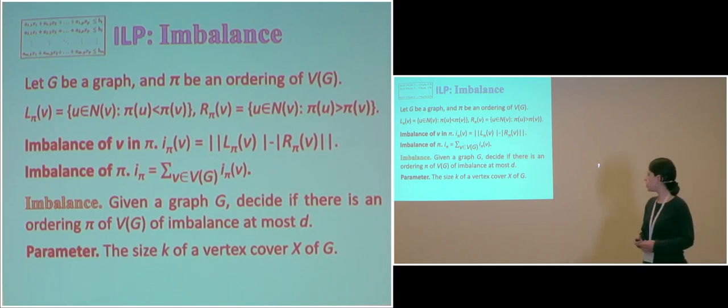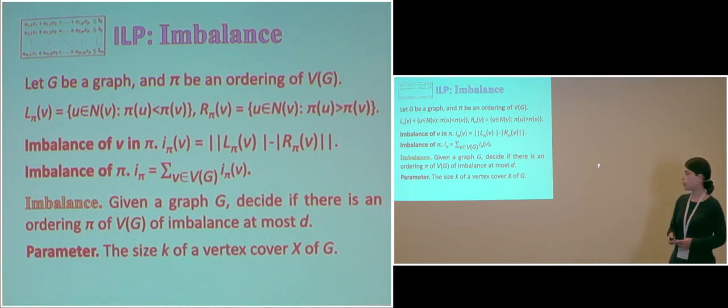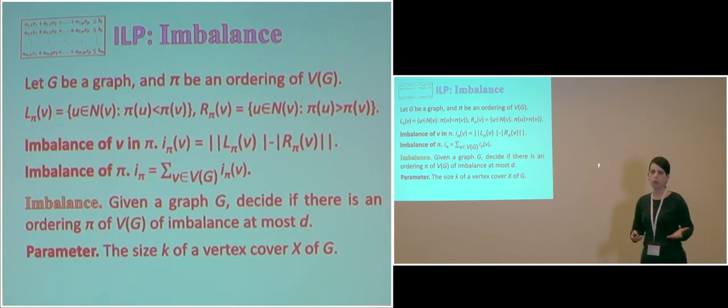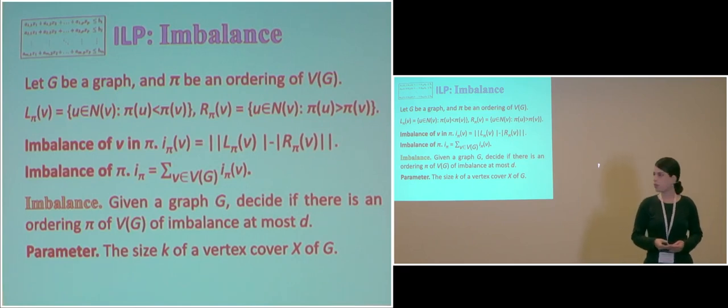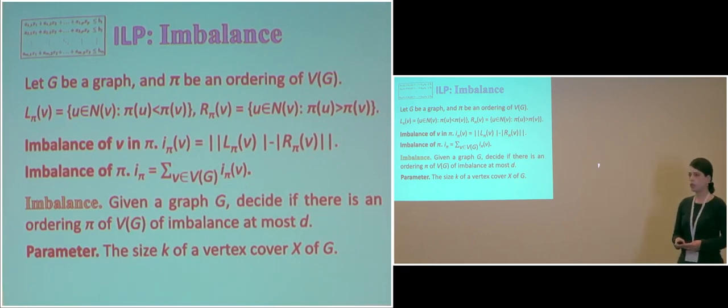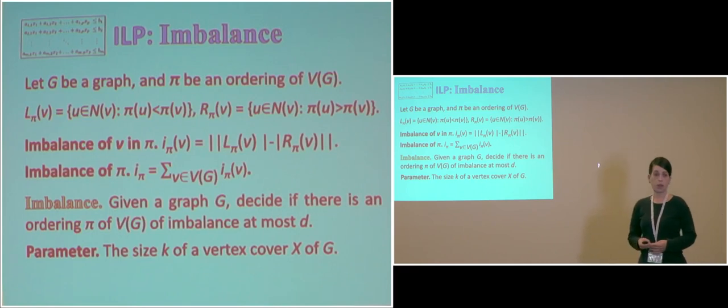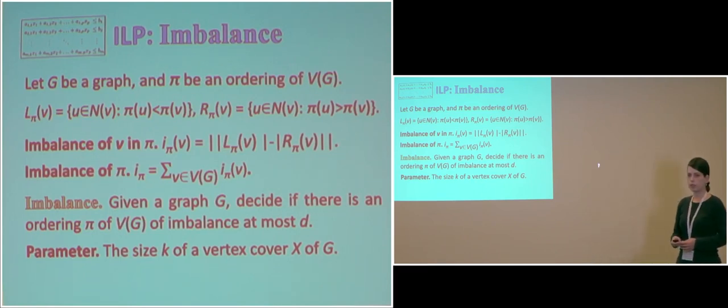So we can assume that we have a vertex cover X along with our input. We can also compute it if we don't have it using the algorithm we've just seen. So we have X, which is a vertex cover of G, and our parameter is the size of X.